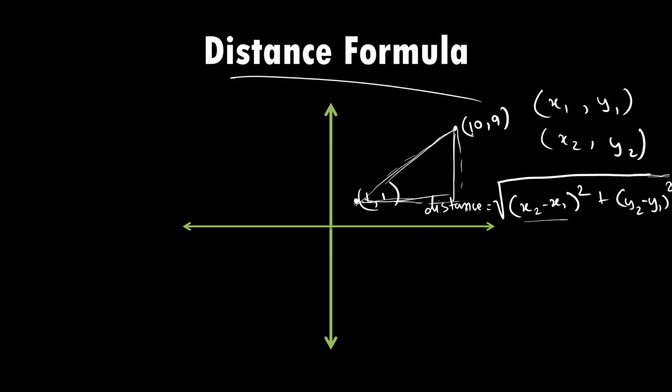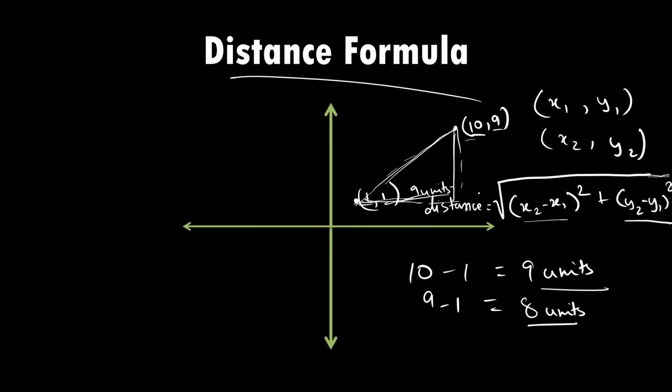We are going to subtract the initial from the final to get this length. The final is 10, and we subtract 1 to get 9 units. So this is going to be 9 units. Then we need to find the difference along the y-axis. Along the y-axis it is going to be 9 minus 1, which is 8 units. So in these steps we found the lengths of the triangle sides A and B.